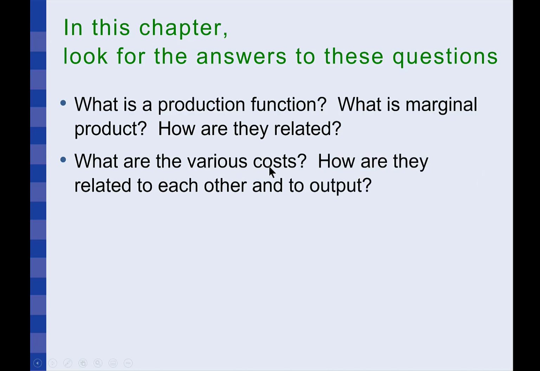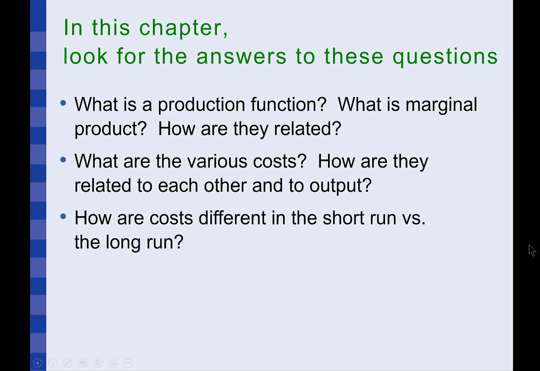We'll talk about a bunch of different types of costs and their properties, and we'll also explain how they relate to output and to each other. Remember, the title of this chapter is The Costs of Production. So we will be relating costs to production. We'll talk about the difference between the short run and the long run. In fact, I'll talk about it right now. Later on, I'll talk about it a bit as well.